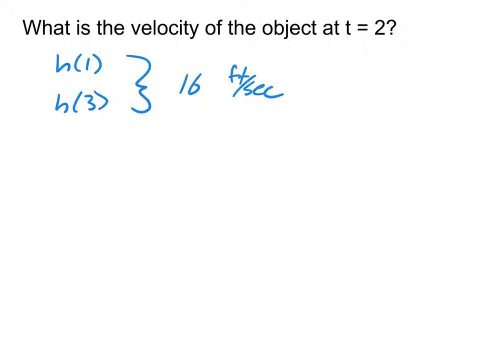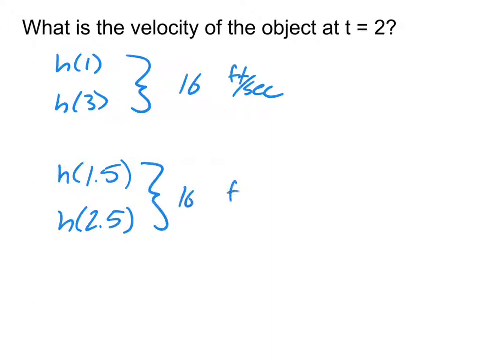All right, so that one is a very similar method, right? There you did h of 1.5 and h of 2.5, you said. And that one also gave us 16 feet per second. That's looking pretty good, at least. That's a good hint, because we're getting the same thing for both, so that's good to see.